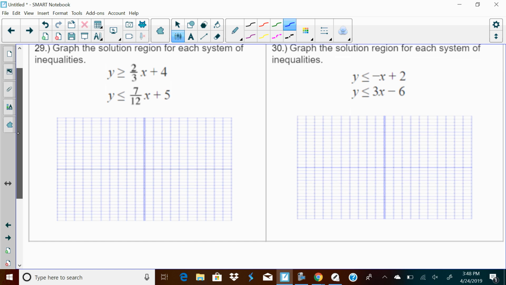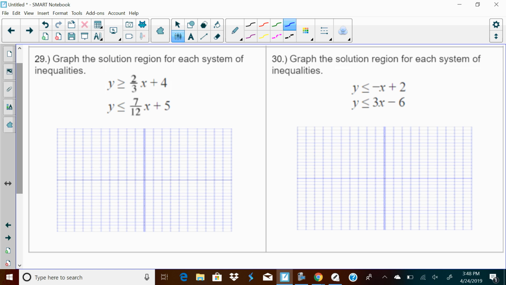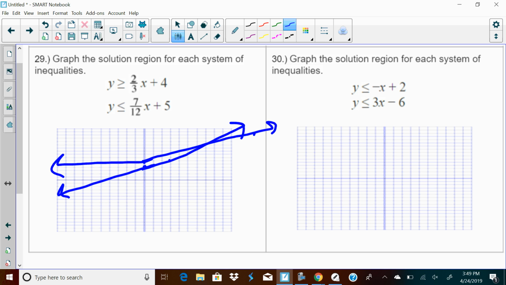Problem 29, I want to graph the inequalities. I start with the first one. It's positive 4, which is about here, and up 2 over 3. So this line is about like this. It's hard to see on the graph. And then positive 5, up 7 over 12. So my graph kind of looks like that. It's greater than this one and less than this one, so my answer is between the two. I just shade between the two, and you can use Desmos to see it a little clearer.